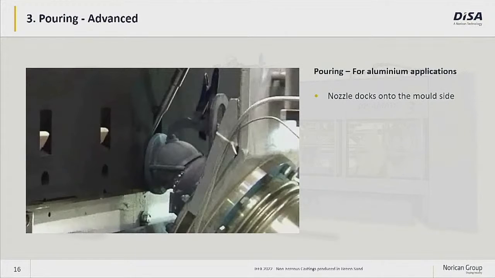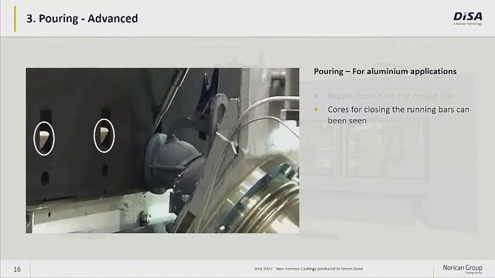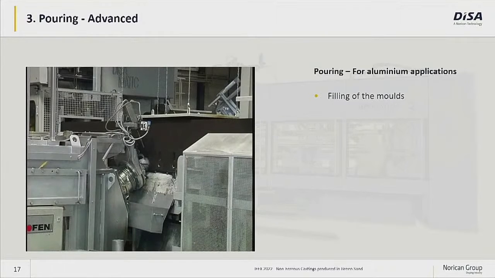And how does that look in real life? Here we see the mold, we see the nozzle on the pouring device docking to the side of the mold, and we see these small cores we use to block the runner bar when the mold filling is over. This is how it looks in real life.